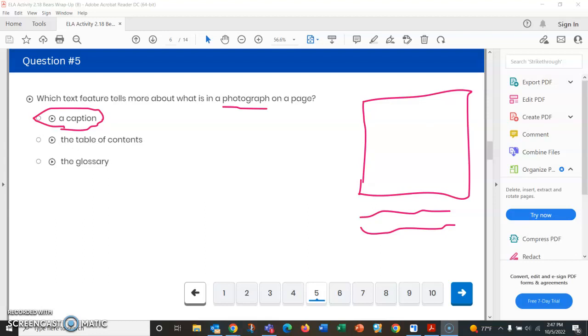Table of contents is a little different. That goes at the beginning of a story and tells you where to find different things you're looking for, the chapters. And then the glossary is usually at the very end of the book, and that tells you the meaning of different words that you might not know. But the words that go with a photograph, we call that a caption. Remember that because we'll need that in a few more questions.